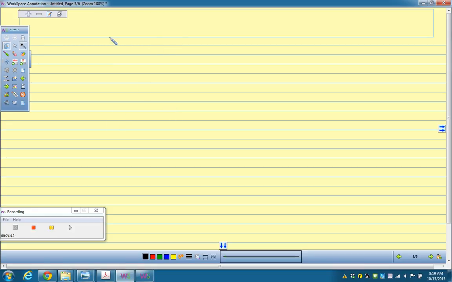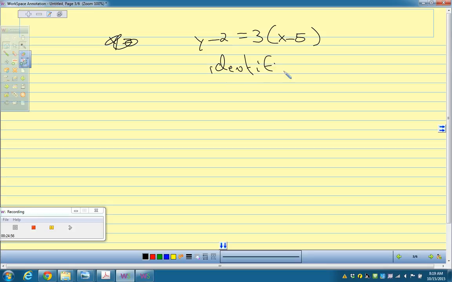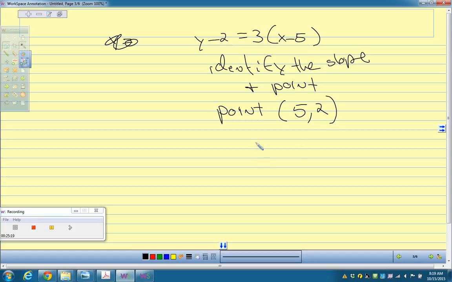So say I were to give you this. y minus 2 equals 3 times x minus 5. And I say identify the slope and a point on the line. Who can tell me what's the point? Just raise your hand. What's the point, Charlie? Is it (5, 2)? Just 2, right? What's the slope? 3 over 1.